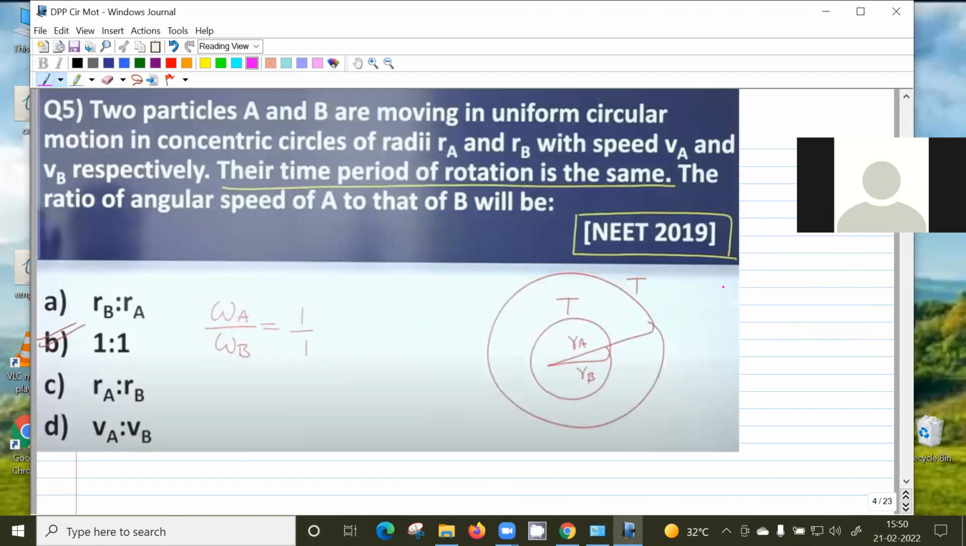Okay. This one, two particles A and B moving in uniform circular motion, concentric circles. Okay, speed is given. Time period of rotation is same. The ratio of angular speed. So it's a simple question. Time period is same. Okay. 1:1 only, because time period is 2 pi by omega.